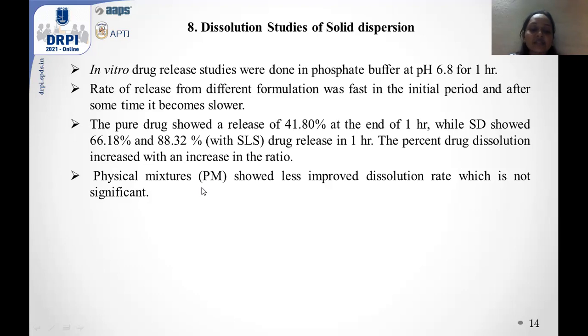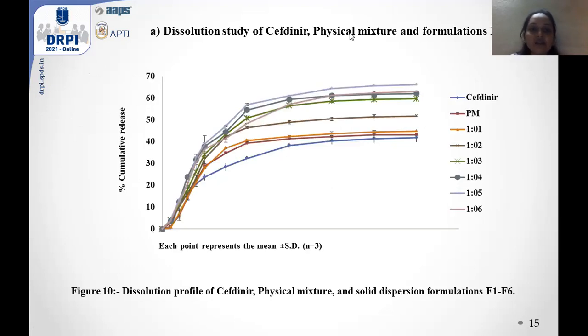With the SLS, that is sodium lauryl sulfate, 10%, if we have added, the dissolution profile or the drug release has increased, and the percent drug dissolution increased with an increase in the ratio. So as we have increased the polymer ratio, the drug release has also increased. So here is the graph. This is the graph of the dissolution study of cefdinir, the physical mixture, as well as the formulations F1 to F6. So here we can easily see that the 1:5 ratio of the polymer and drug has the greater amount of drug release.